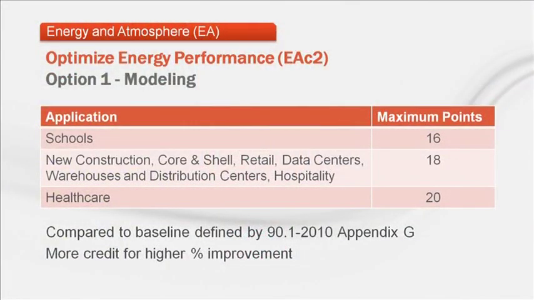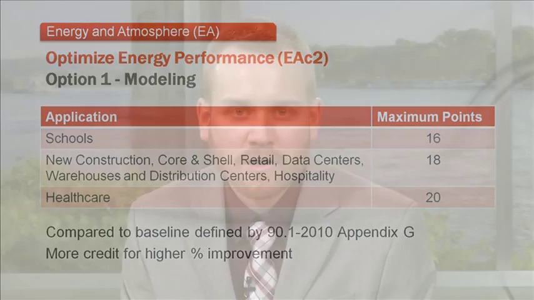By exceeding the prerequisite, EA credit 2 points can be earned. The maximum number of points varies with the building type: 16 for schools, 20 for healthcare, and 18 for all other buildings. Let's build a table that shows how many credit points are achieved at different levels of energy cost savings.